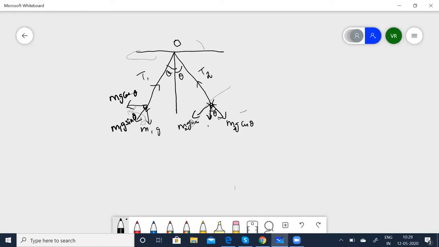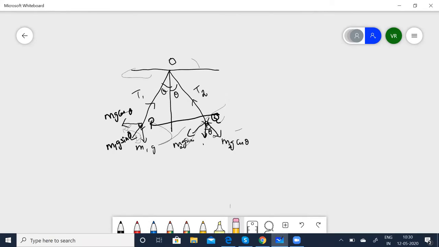Now, in both the figures, you can see that the net force is going to act along, let me mark this as P. This is Q. So the net force acting along OQ, in this direction, is 0 because T2 and mg cos theta are going to cancel out each other. In other words, T2 is equal to mg cos theta, because they are equal and opposite.